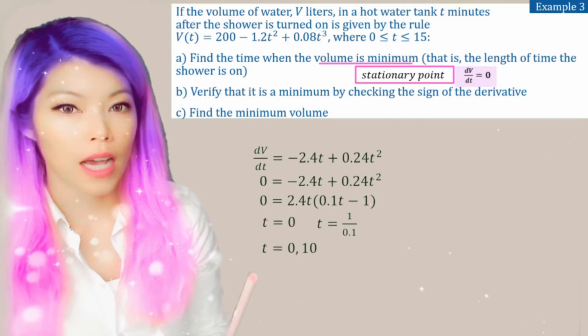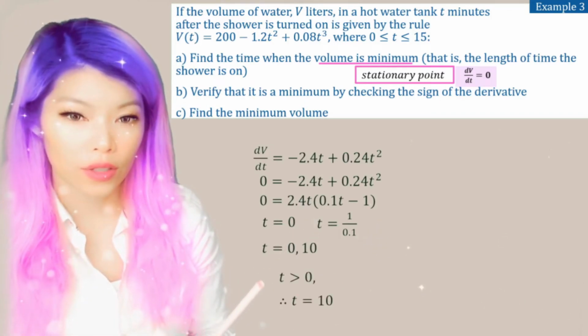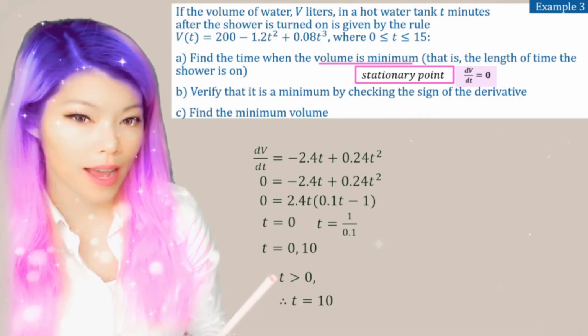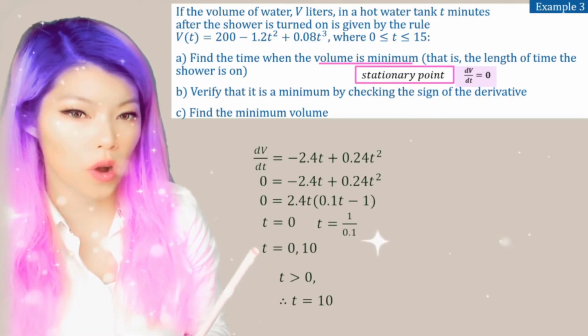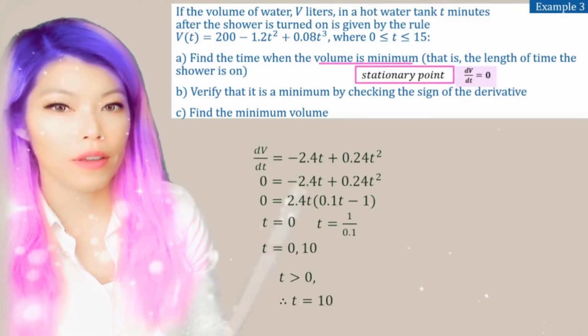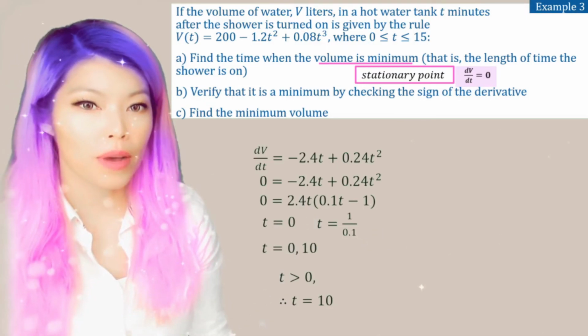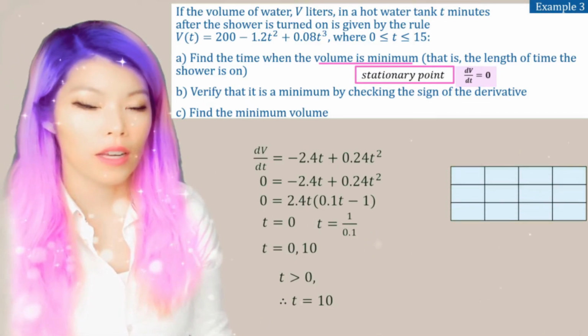Now we know that the time taken to take a shower has to be greater than 0, and therefore t equals 10. Remember to put this line in so that you give reason why you're not using one of the values you obtain. So part B, verify that it is a minimum by checking the sign of the derivative. What does that mean?